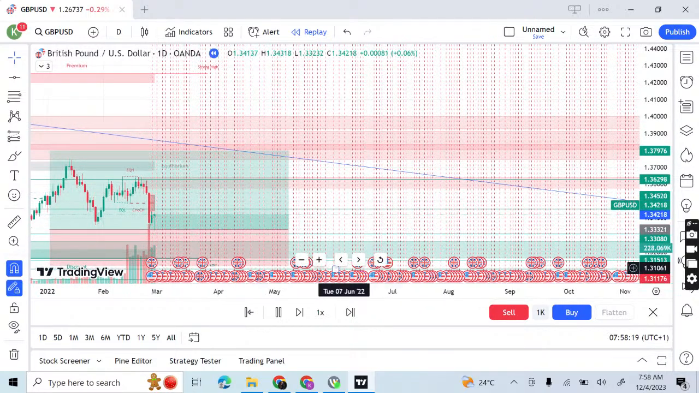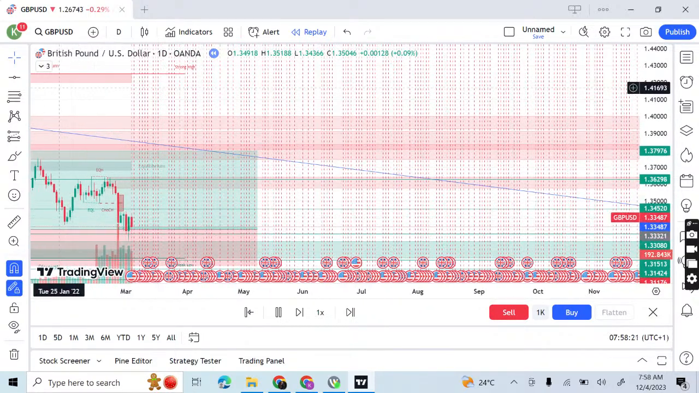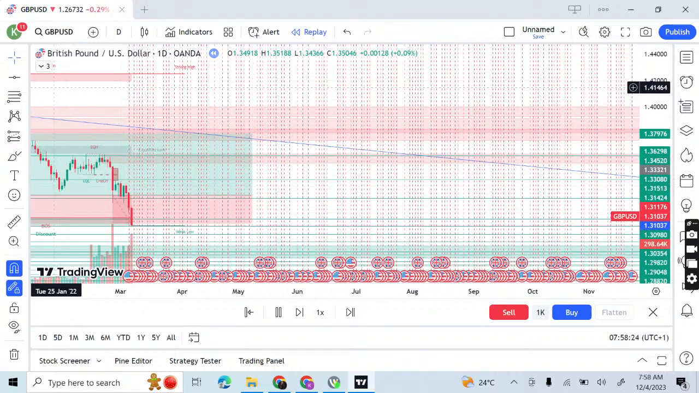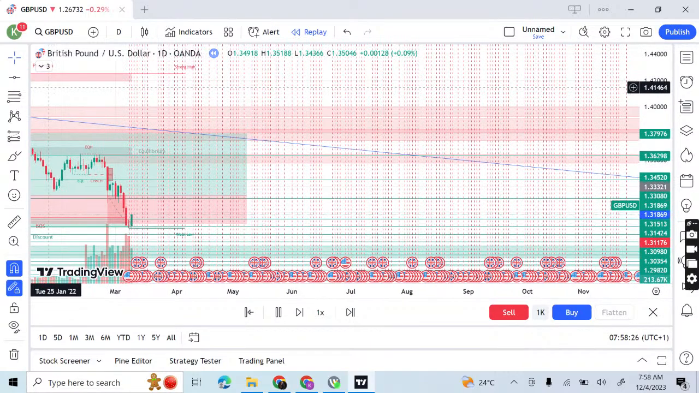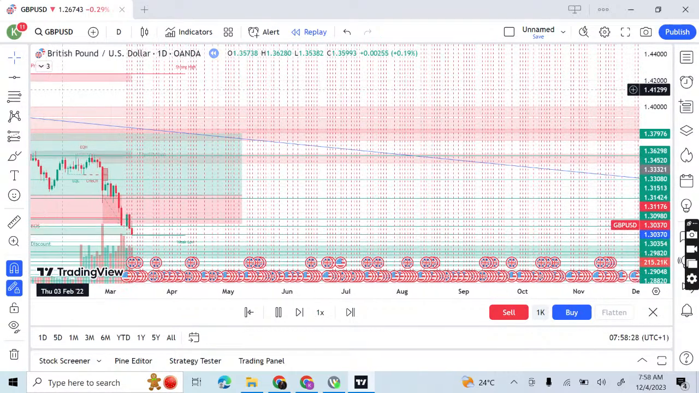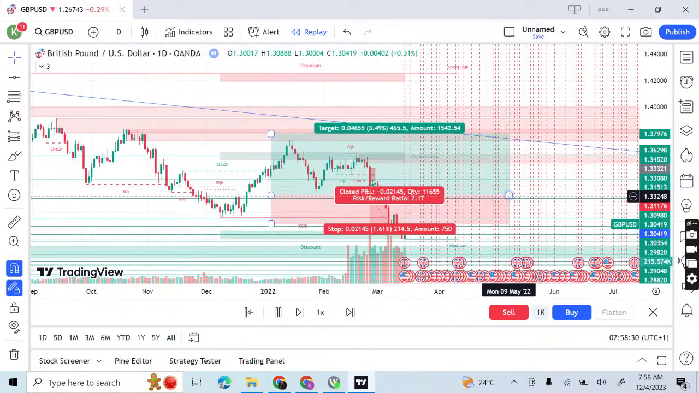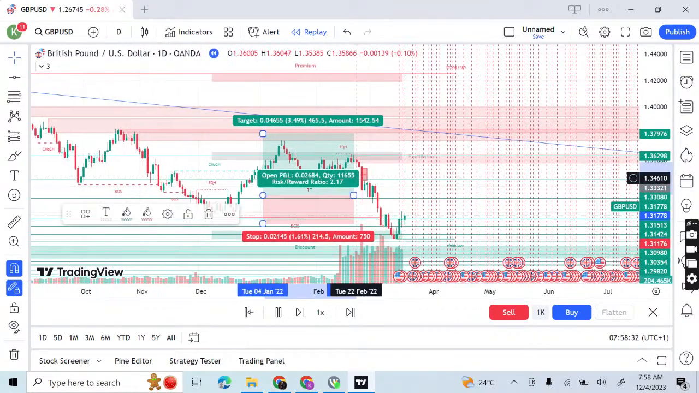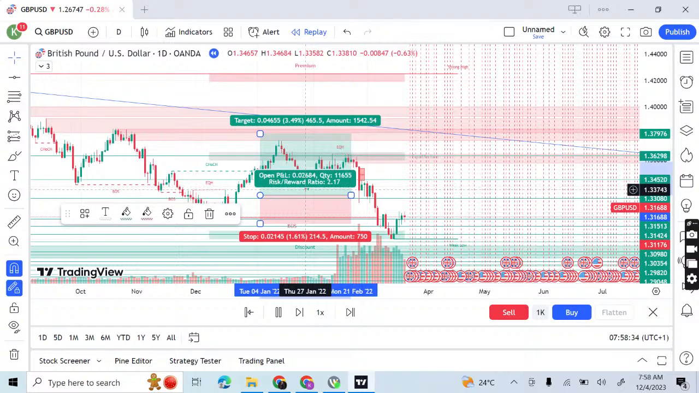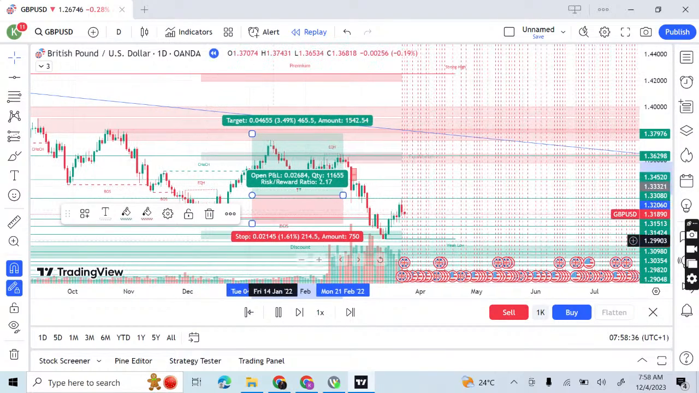Can you imagine that? Did it hit our stop loss? Yeah, it did hit our stop loss, so that entry is invalid. If you wanted to get the entry, you should have entered from here. So let's wait again for a new entry.